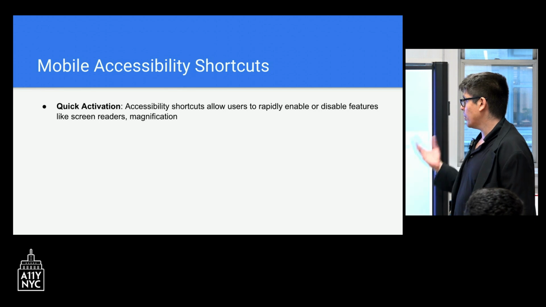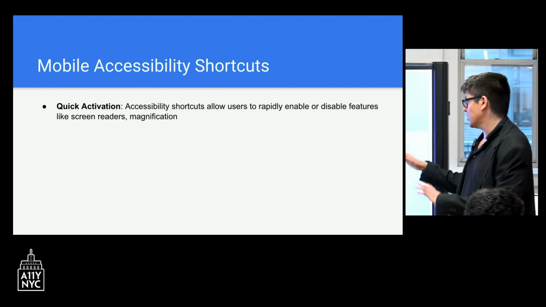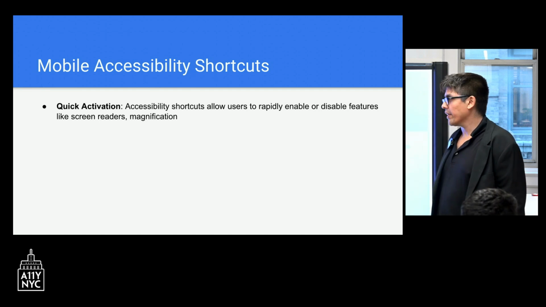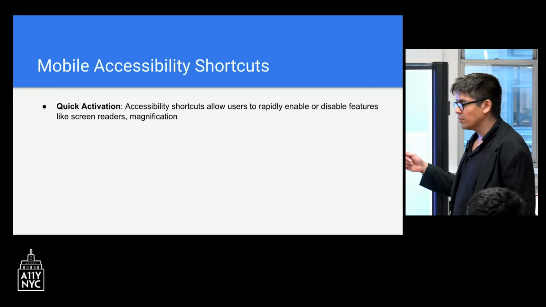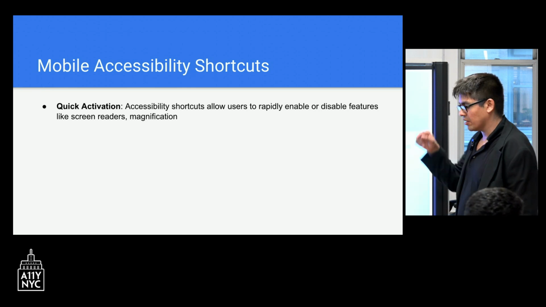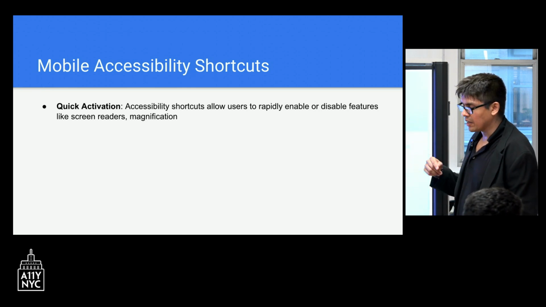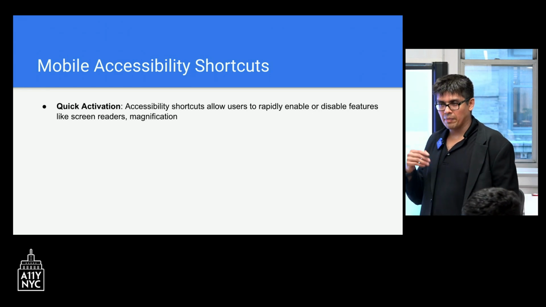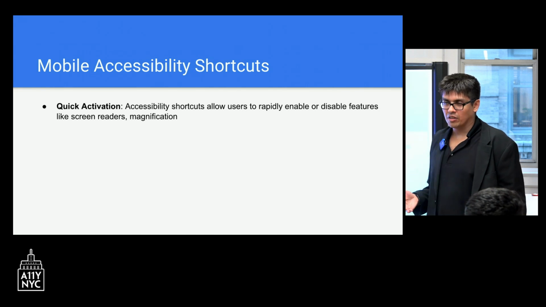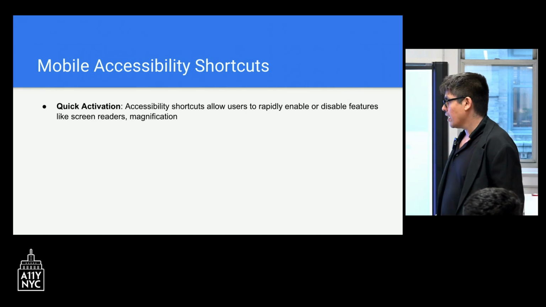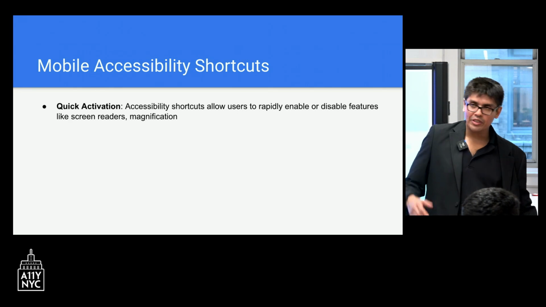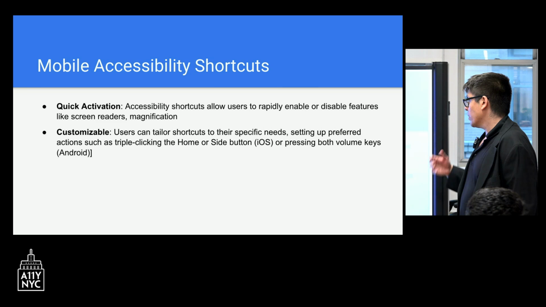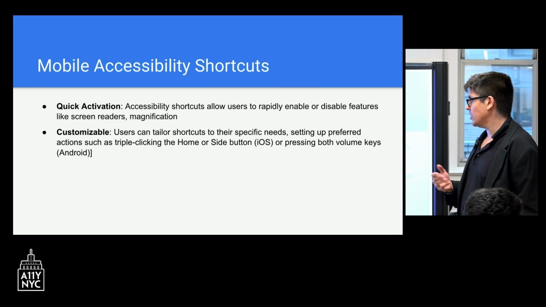The purpose of mobile accessibility shortcuts is to allow users to rapidly enable or disable features like screen readers and magnification. Again, if you go through the rigmarole of setting up an accessibility feature and going to the accessibility menu, it can be quite complicated. So there are different shortcuts on different devices that make it easier to access and turn on your accessibility features very quickly. The standards are pretty uniform across devices, including Android, so it can tailor to the specific needs of the user.